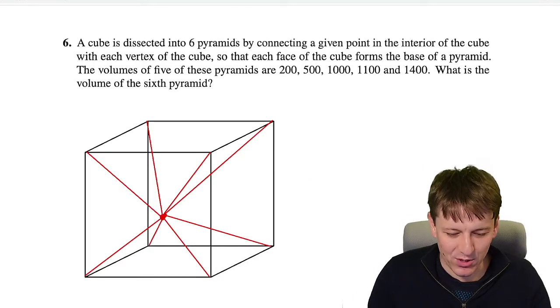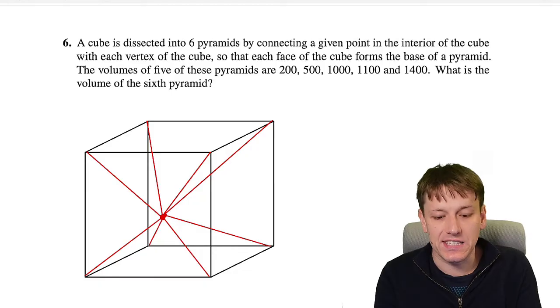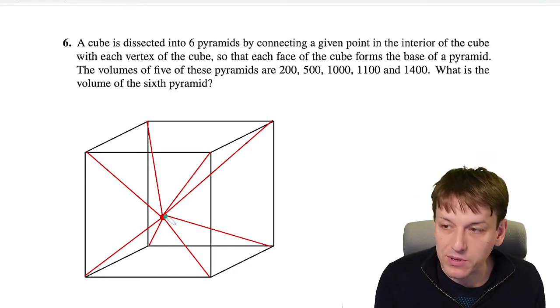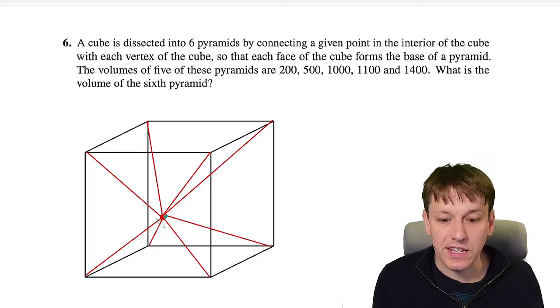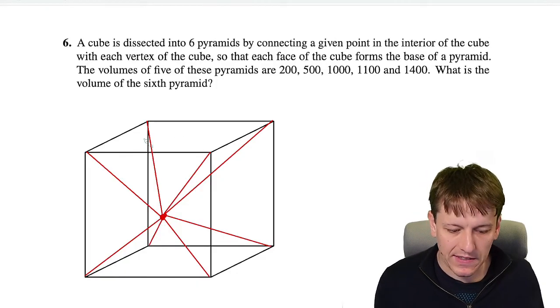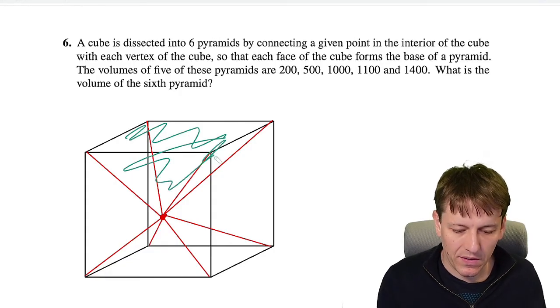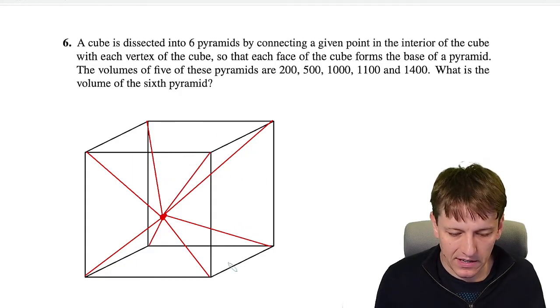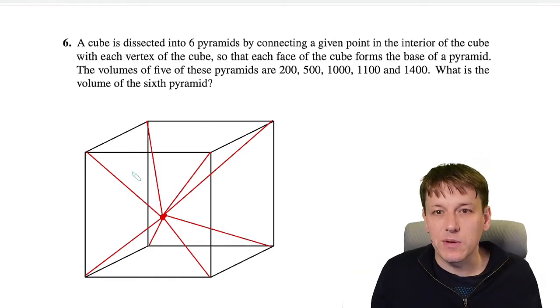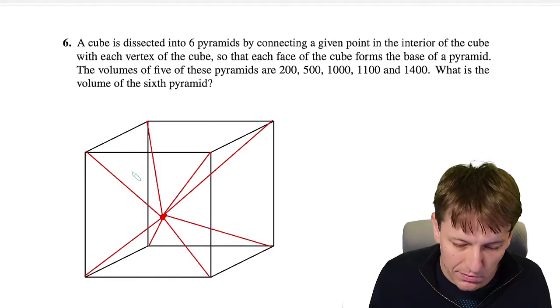Right, I've done my best here to draw a reasonable diagram of the setup here. A cube is dissected into 6 pyramids by connecting a given point in the interior of the cube, so that's this point here, with each vertex of the cube, so that each face is the base of a pyramid. So you can see like there's a pyramid on the top here, there's one from this side, there's one from the bottom, there's one going in from this way. When you put them all together, you get the whole cube.